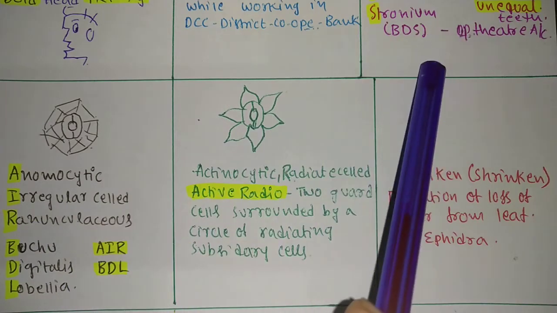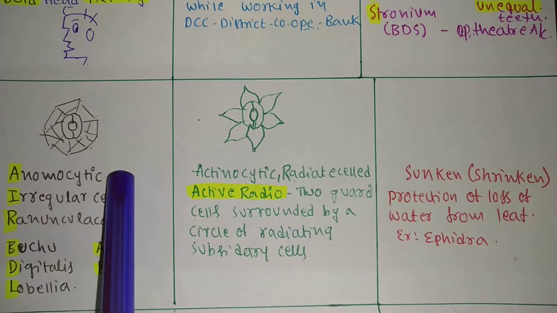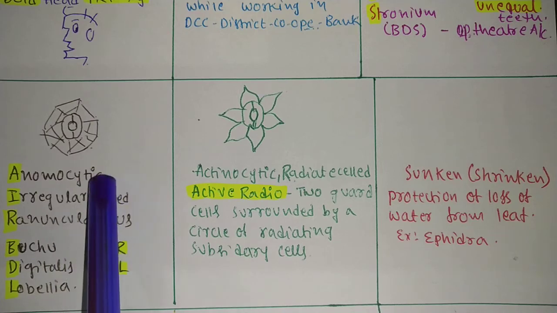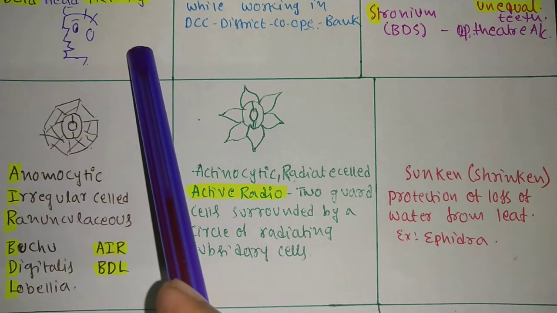Here BDS was there, no? Here BDL: buchu, digitalis, lobelia. Digitalis is very important in the exam. They will ask either this name or this name or this name. They might give it in the exam. Don't get confused: buchu, digitalis, lobelia. Lobelia is also very important. Digitalis is also important. Here senna is important.